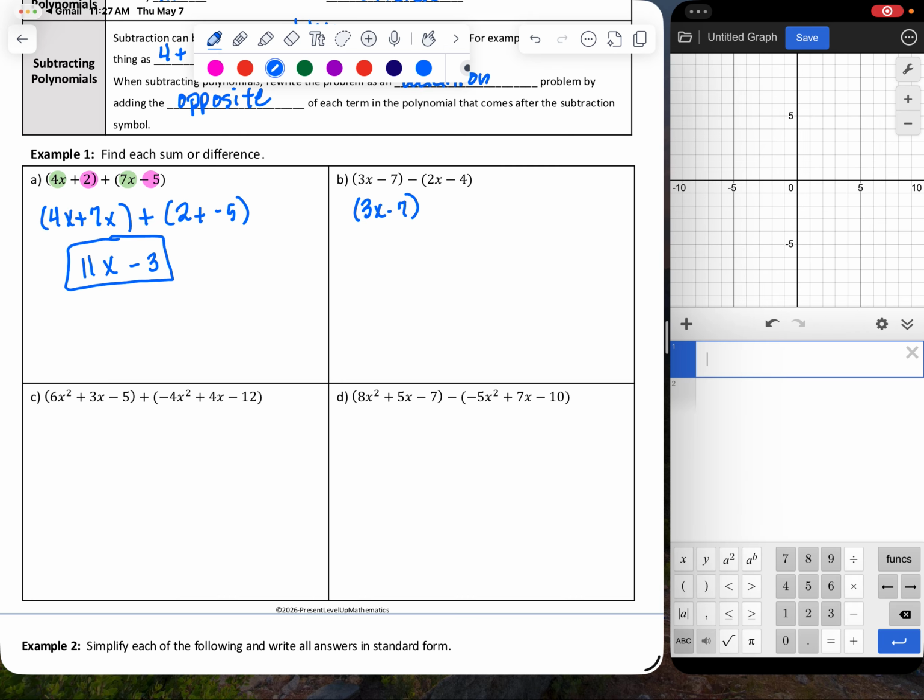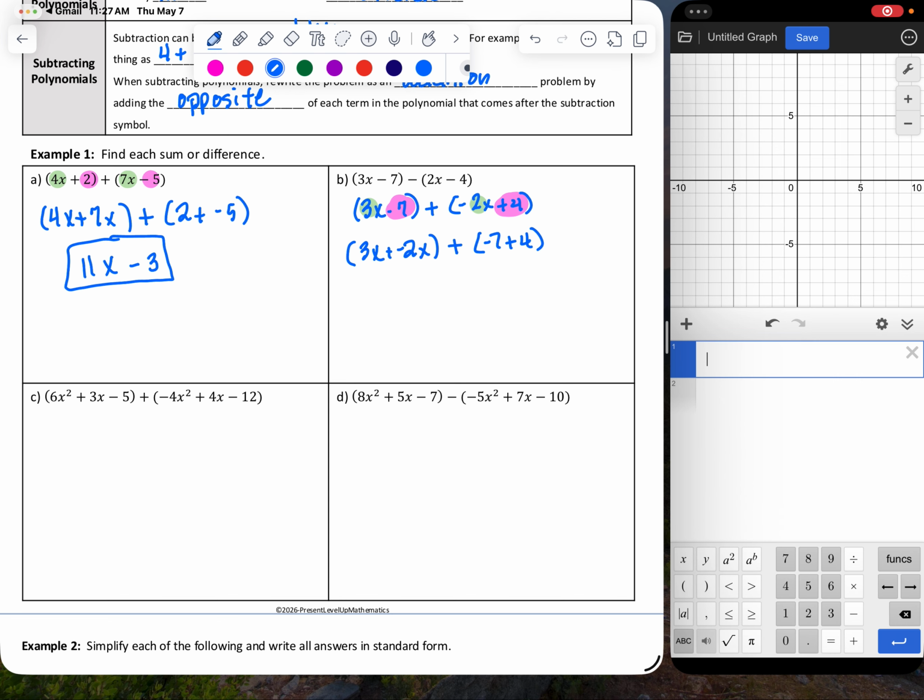I would change the subtraction to addition and then take the opposite of each term. So this would be negative 2x, and the opposite of minus 4 is plus 4. Now, what we have now is just an addition problem. So we're going to do it just like we did before. We'll identify the like terms and then add their coefficients. So I'm going to take 3x plus negative 2x plus negative 7 plus 4.